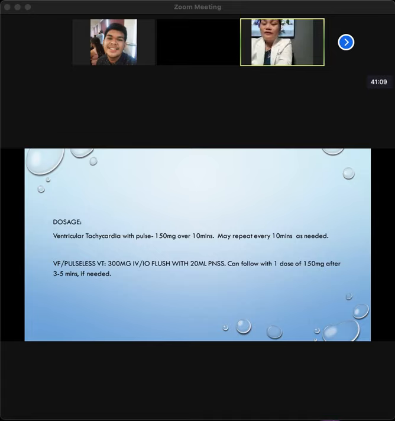And after your 300 milligrams IV, you can follow it with one dose of 150 milligrams IV after 3 minutes to 5 minutes as needed lang. Kung hindi pa rin talaga na-revive yung pasyente.